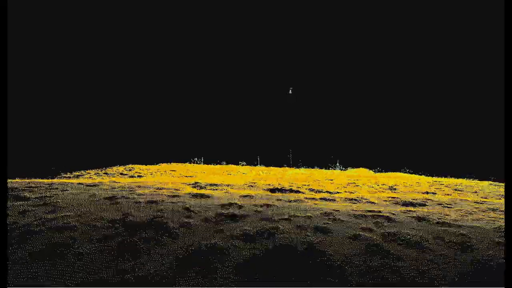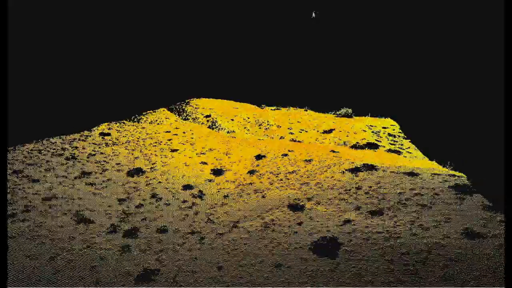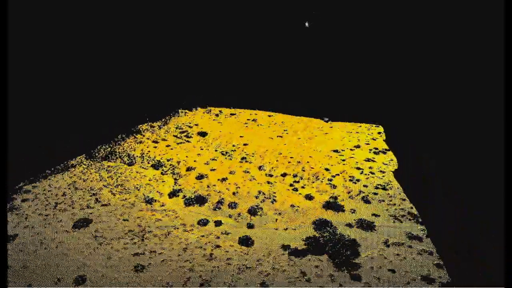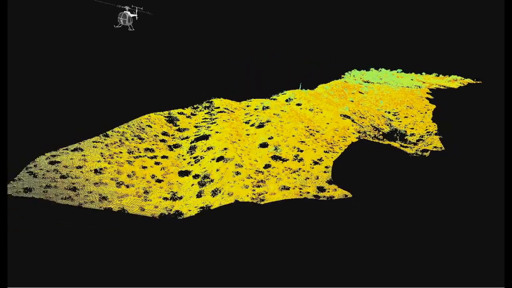So this is a data render of the type of map that this sensor makes in real time as the aircraft flies over the terrain. So you can see it sees the bushes and the hills, all of the details.